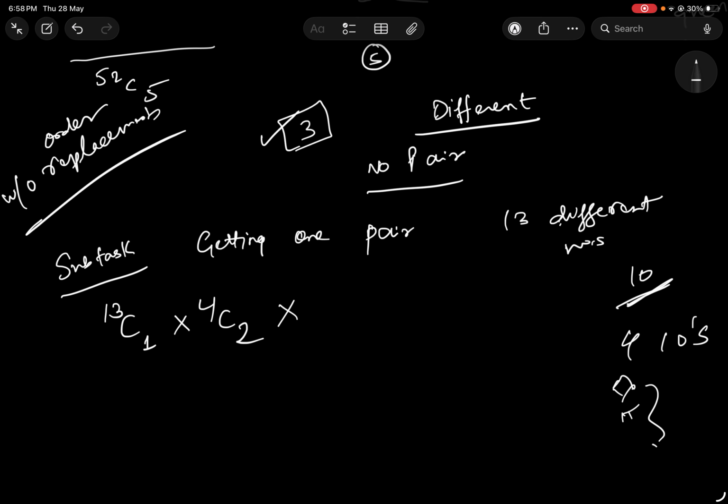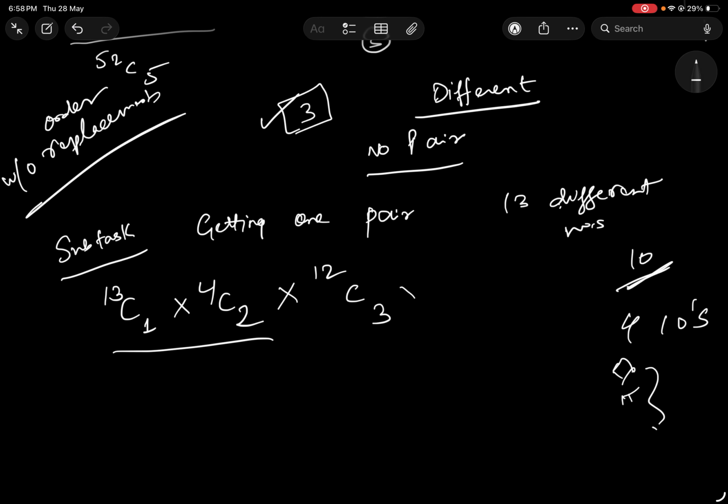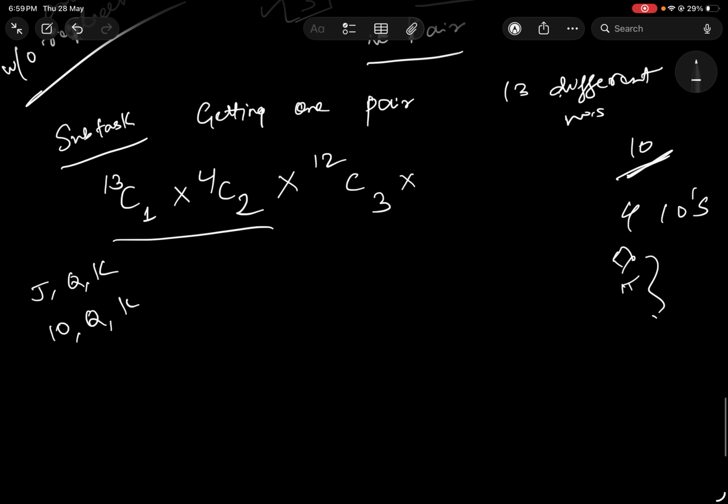Okay, now we have finalized our pair. Now we have 3 numbers left. So first of all, the 3 numbers should be different from each other, and they should be different from this number as well. So out of the 13, one number is gone here. I don't know what that is, but it is some number. So I am left with 12 options, and out of that I will choose 3. Now suppose these 3 are jack, queen, king. Suppose it can also be a 10, queen, king. And we have 4 of each of these cards. So for each card, we have 4 types, right?